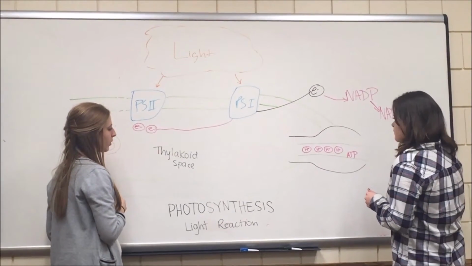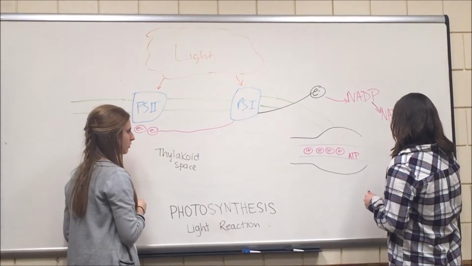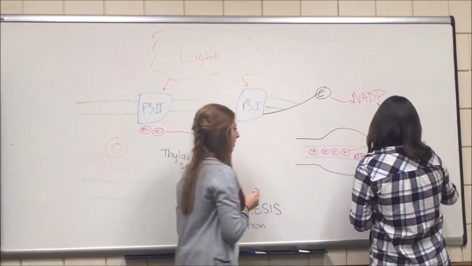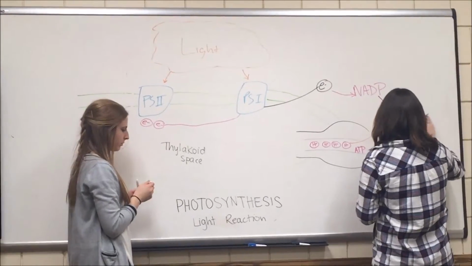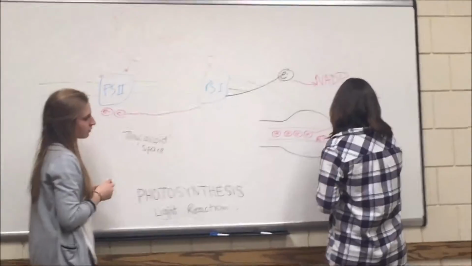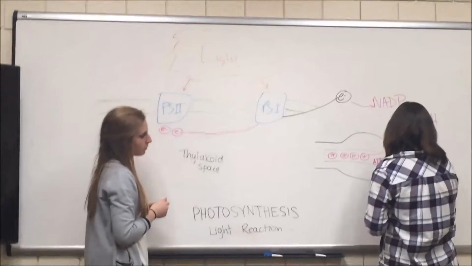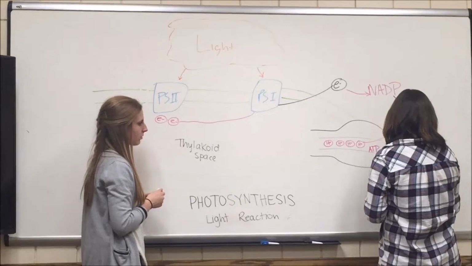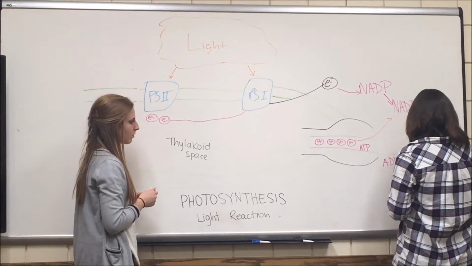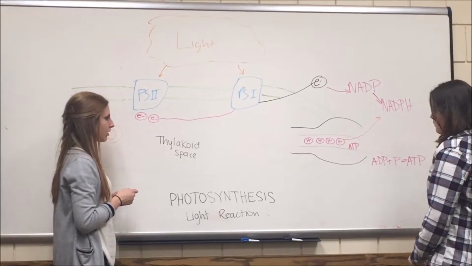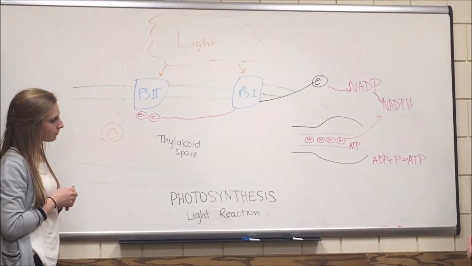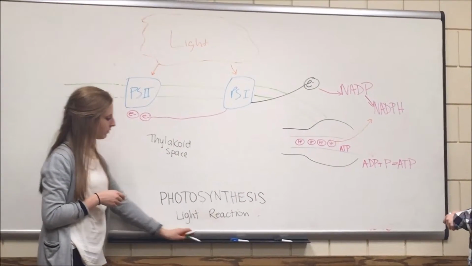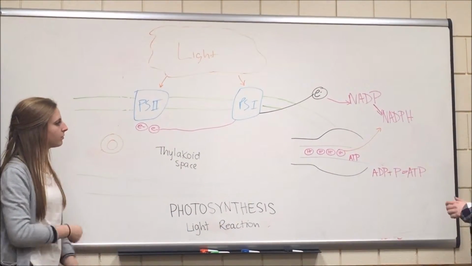The four hydrogens that were inside the thylakoid space then move through the ATP synthase to form ADP, which then adds a phosphate to create ATP. The ATP is then sent up to where it combines with NADPH to form the Calvin-style reactions, which we will talk about next.